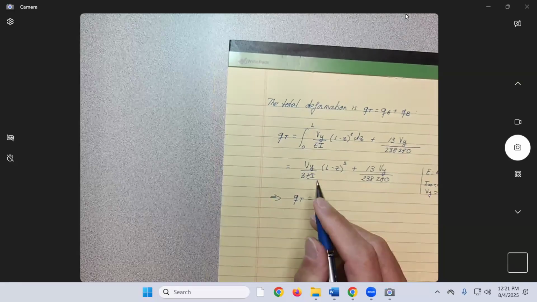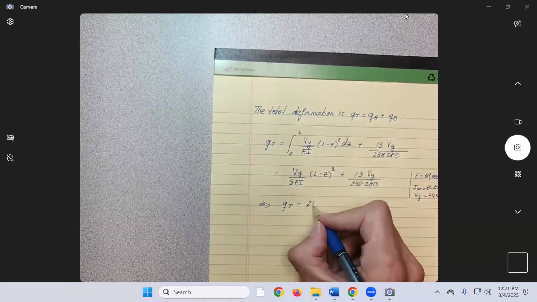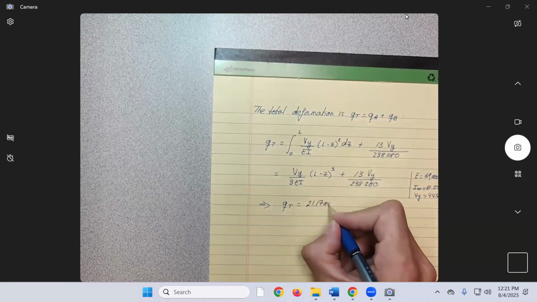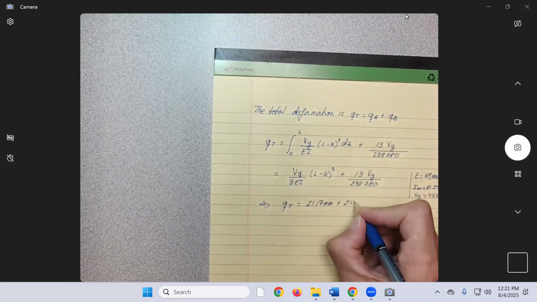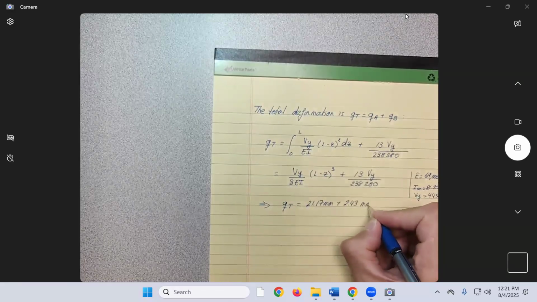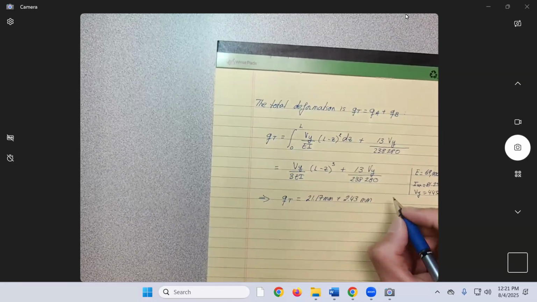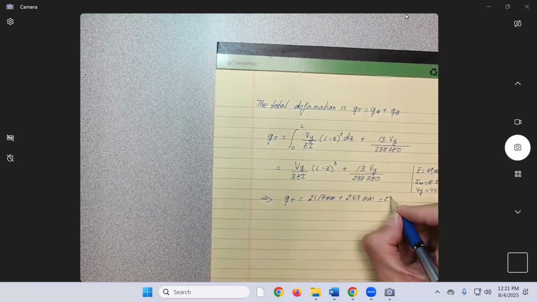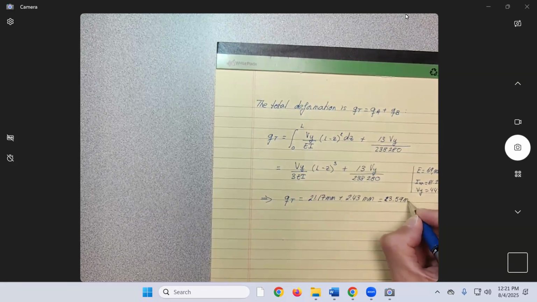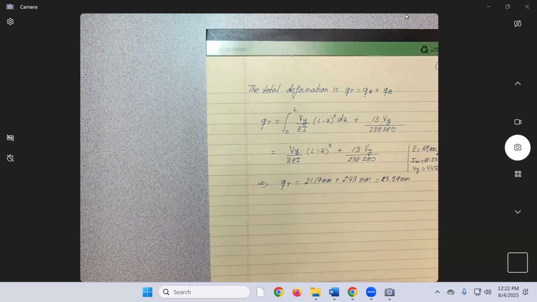we should find Q total will be equal to 21.17 millimeters plus 2.43 millimeters, which gives a total of 23.59 millimeters.